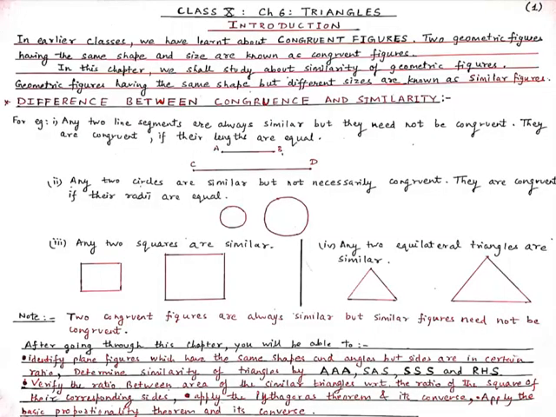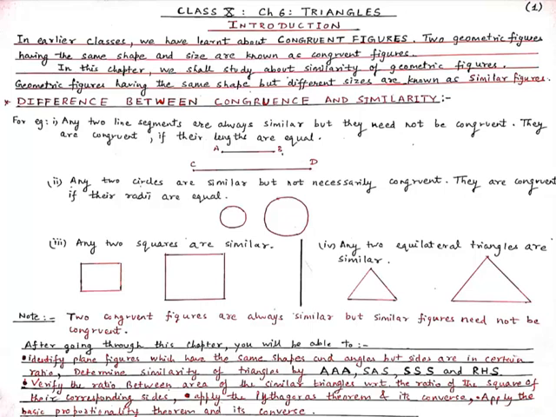Today in this video we are starting our new chapter of class 10 mathematics, which is triangles. Students, in earlier classes we have learnt about congruent figures. That is, two figures having the same shape and size are known as congruent figures, where we have studied different criteria for congruency of triangles. Now in this chapter we shall study similarity of geometric figures. That is, geometric figures having the same shape but different sizes are known as similar figures. So first, we will study the basic difference between congruency and similarity.